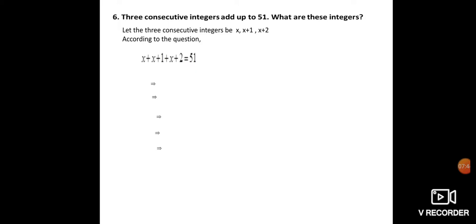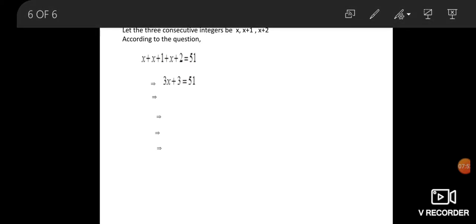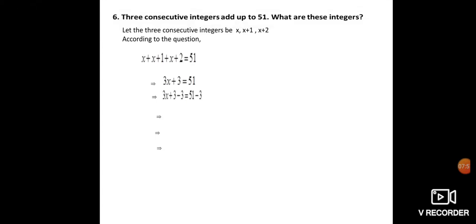So let the three consecutive integers be x, x plus 1, x plus 2. In the question they are saying their sum is 51. So x plus x plus 1 plus x plus 2 is equal to 51. If I add all, it will become 3x plus 3 is equal to 51. Now I need to remove 3, so I'll subtract 3 from both sides. It will reduce my equation to 3x is equal to 48.